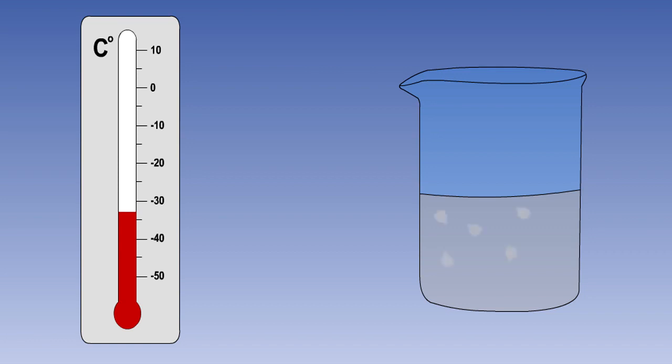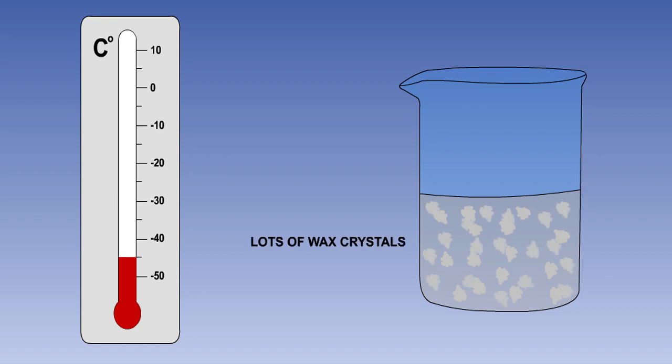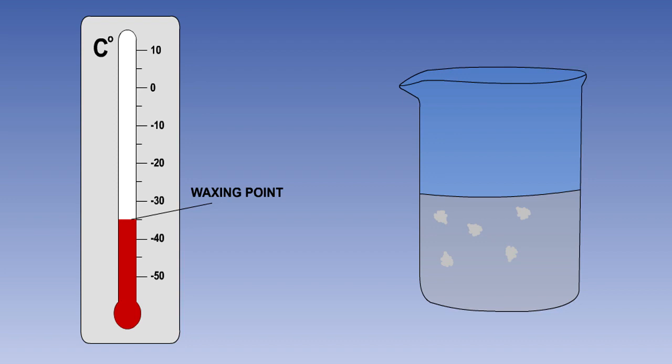As the temperature of the fuel drops, the heavy hydrocarbons, which have the highest freezing point, freeze first and form wax crystals. As the temperature drops further, the hydrocarbons with slightly lower freezing points start to solidify, and so on as the temperature continues to fall. The waxing point of a fuel is the temperature at which wax crystals begin to form.